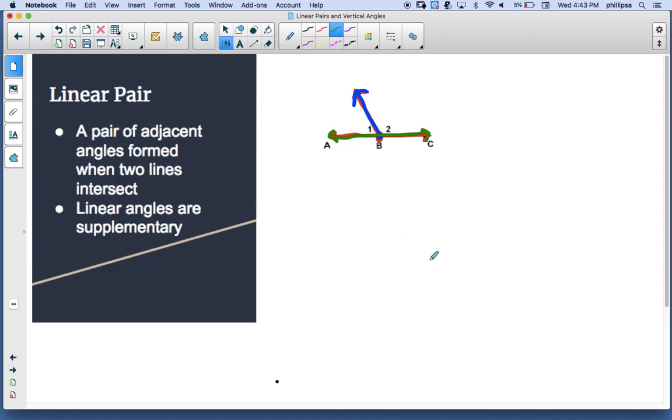They would be supplementary angles. They would total 180. Okay, so any line forms 180 degrees. So it's worth noting that the measure of angle 1 plus the measure of angle 2 would equal 180 degrees.